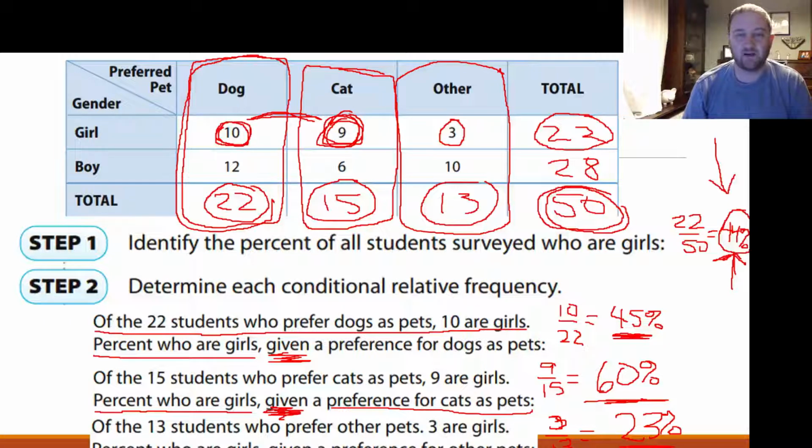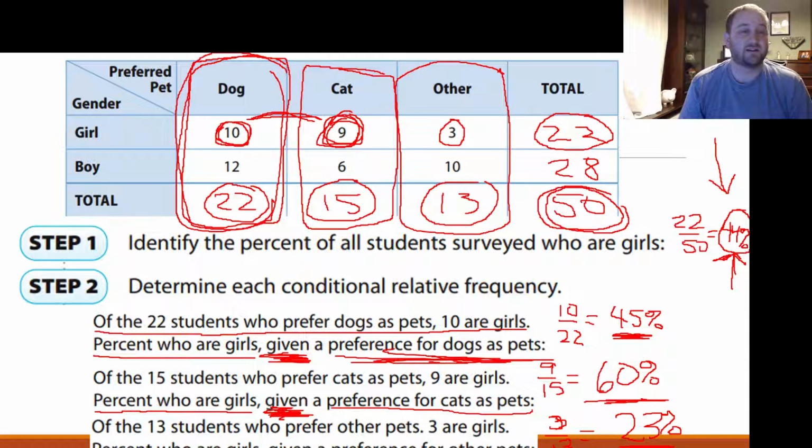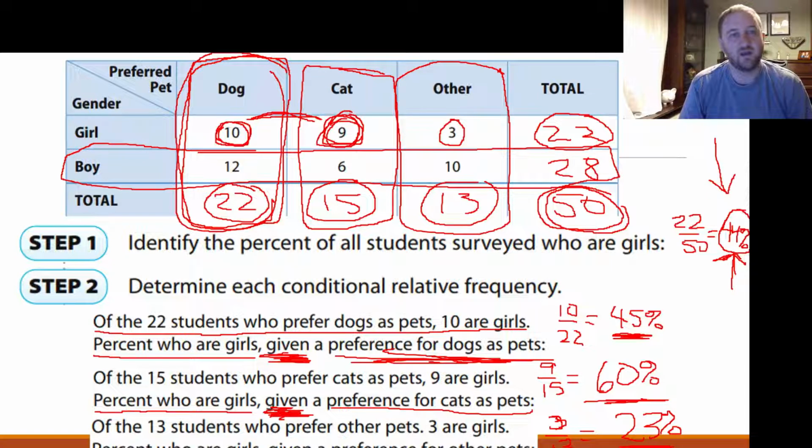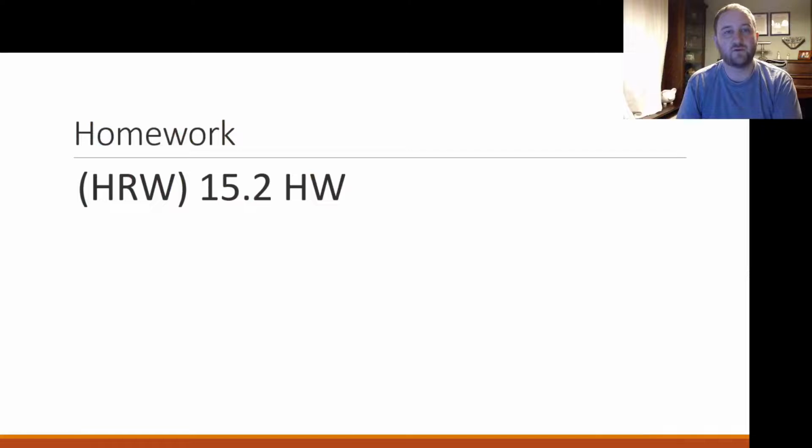The biggest thing I can recommend is that you pay attention to this word given. That always means you're looking to find a conditional relative frequency. Whatever is said after the word given is the column or the row that you're talking about. So if it says given a preference for dogs as pets, you're focusing only on the dog column. If it says given that the student is a boy, what would you focus on? Well, in this case, you would focus on the boy row. Okay, hopefully this made sense.